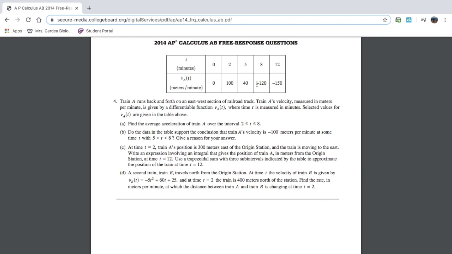Next question. At time equals 2, train A's position is 300 meters east of the origin station and the train is moving to the east. Write an expression involving an integral that gives the position of train A in meters from the origin station at time equals 12. Use a trapezoidal sum with 3 subintervals indicated by the table to approximate the position of the train at time equals 12.